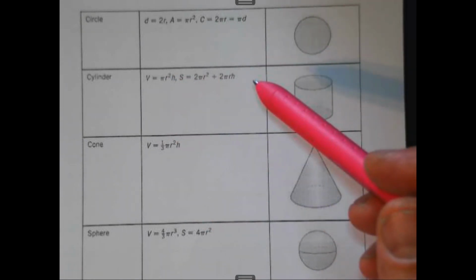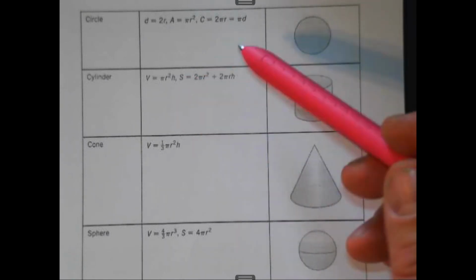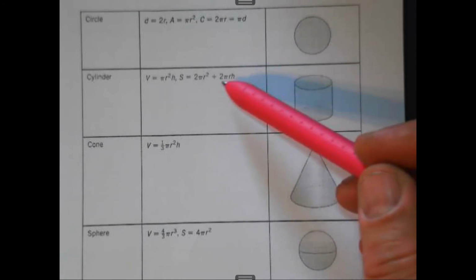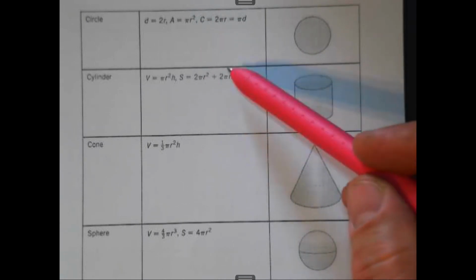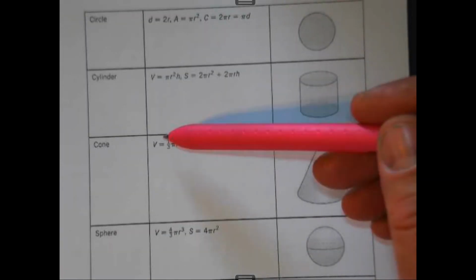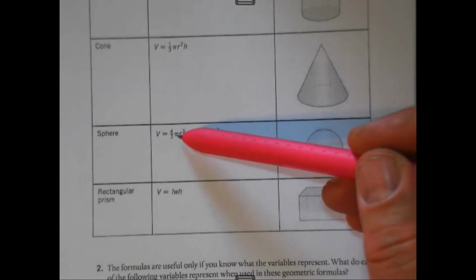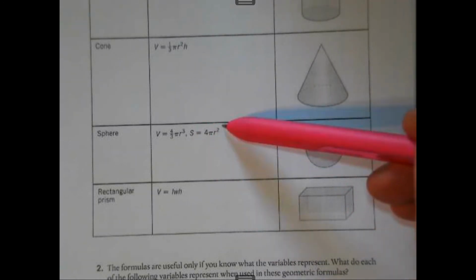The volume for a sphere is 2 pi r squared. I'm sorry, that's the surface area. Surface area, 2 pi r squared plus 2 pi r h. So we have volume and surface area. Cone, volume 1/3 times pi r squared times the height. Here's the sphere. Sphere's volume is 4/3 times pi times r cubed. The surface area is 4 times pi times r squared.